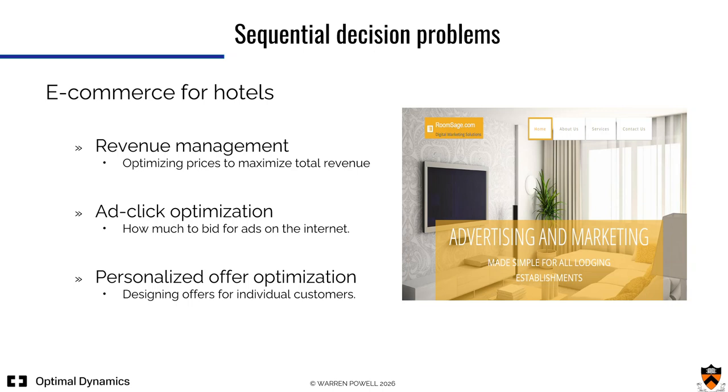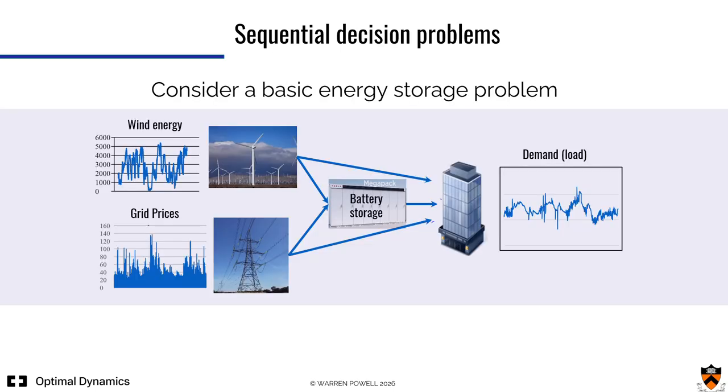My work in e-commerce, revenue management, ad click optimization, personalized offer. What type of room with what sort of services do you offer? These are all sequential decision problems where there's learning. I had a lot of fun with this energy storage problem. You have energy from a wind farm, or you can pull energy from the grid. The wind farm has highly random supplies of wind. The grid has highly random prices. You're trying to meet a fairly predictable load, say you have a building or a city or a university campus.